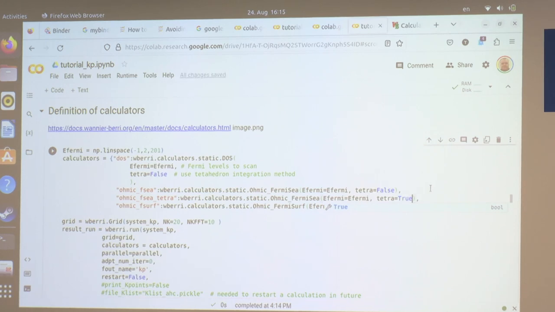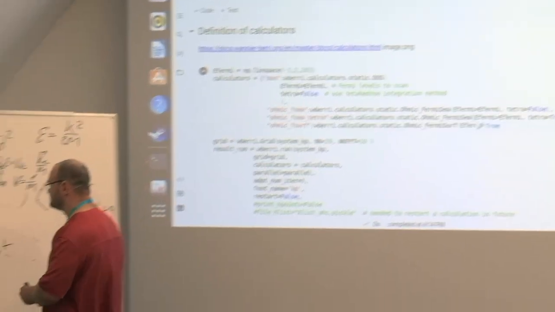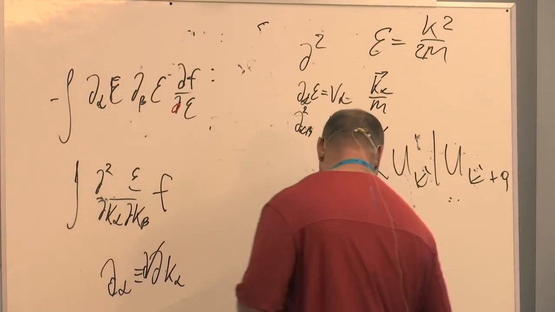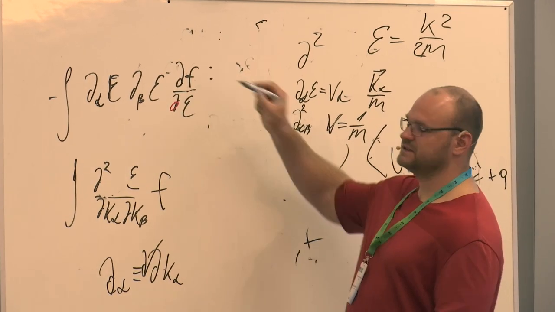What is the tetrahedron method for integration? It's a very useful thing. For example, you have some integral, actually this one. You see, this is a derivative of f.